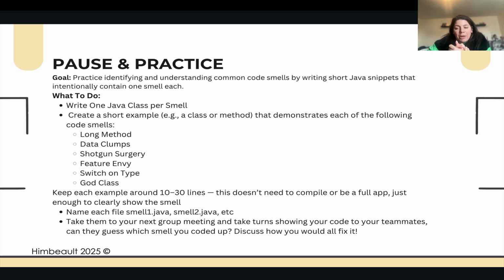It doesn't even need to compile. We just want to show the smell. If it compiles, that's a bonus. Name each one, smell 1, smell 2, smell 3, etc. And then in your next group meeting, take turns showing your teammates, or maybe everybody passes one of their files to somebody else. See if you can determine what smell the other person coded up, and have a really good discussion about how you all might go about fixing those problems.